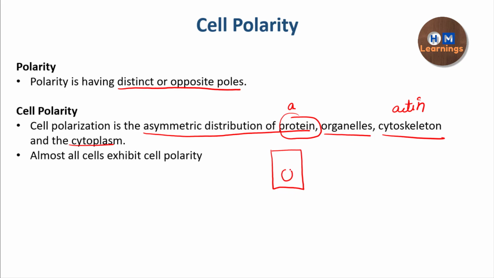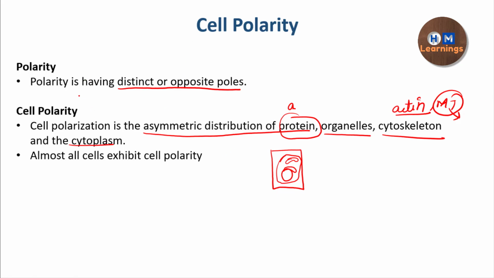In the case of the organelles also, if you remember, immediately next to the nucleus there is the endoplasmic reticulum, and then there is the Golgi body. So they are actually present close to each other, showing the asymmetric distribution. Cytoskeletons also, like the actin or the microtubules, especially during cell division, show the asymmetric distribution. They have a role in making the mitotic spindles.